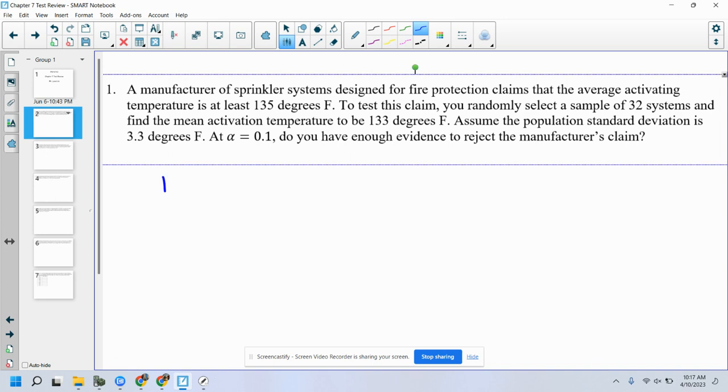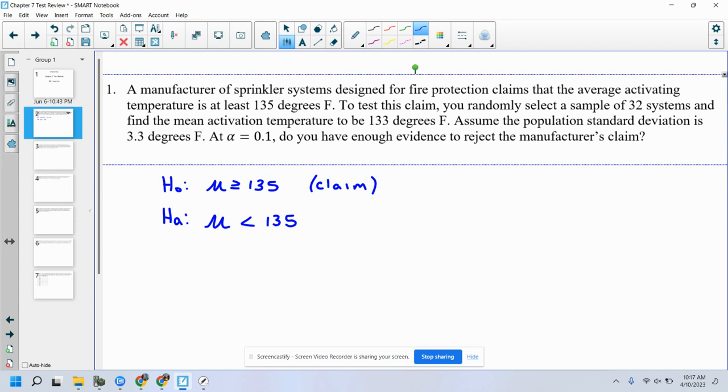Now, is that in the null or alternative? In the null. Why is it in the null? Because it's got an equal to part about it, right? Mu is greater than or equal to 135 degrees. To test this claim, that means the alternative is less than.